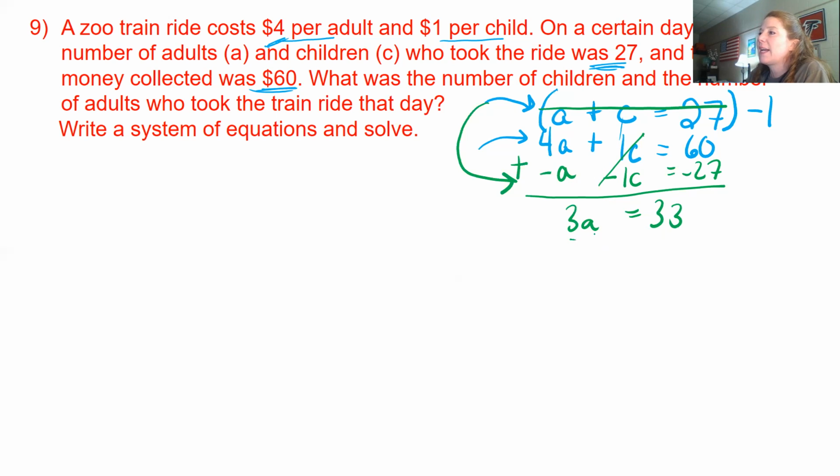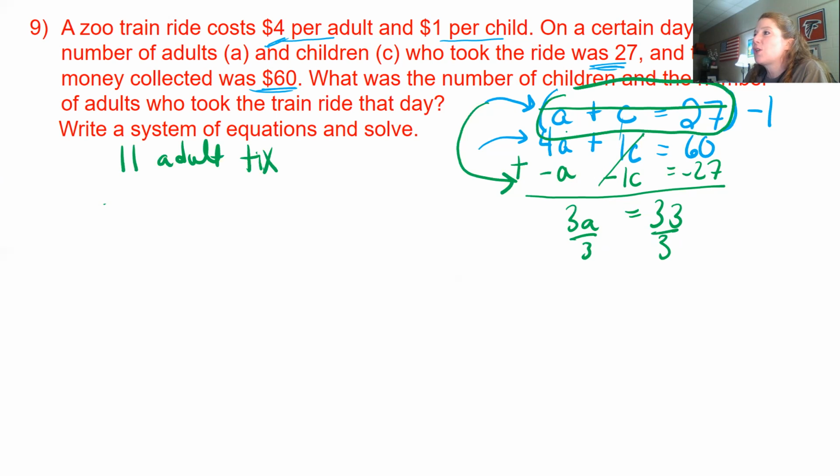And now to solve for A, I'm going to divide both sides by 3. So that means I had 11 adult tickets. And since originally the first equation was the number of adult tickets plus the number of children's tickets equals 27, to get the number of children's tickets, I would subtract 11 from 27 and I would get 16. So 16 children tickets. So let's make sure it's right. Is 11 plus 16, 27?